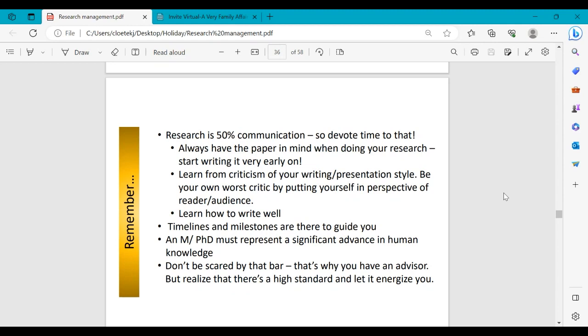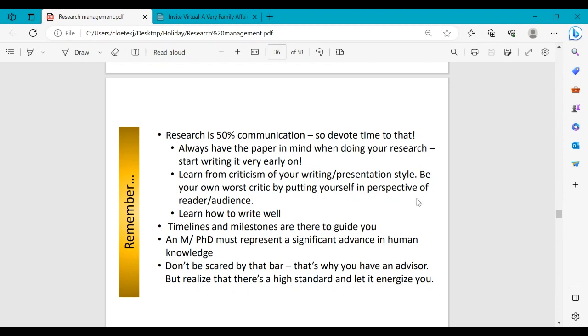Put timelines and milestones for yourself, right? Tell yourself, okay, in 1 or 2 months, I want to finish my literature review. In the next 2 months, I'll be doing experiments. And then think about also things that may happen. You may get ill or experiments may not work out, and then plan effectively for this, right? And remember, your work should represent a significant advance in the knowledge and also address societal concerns.